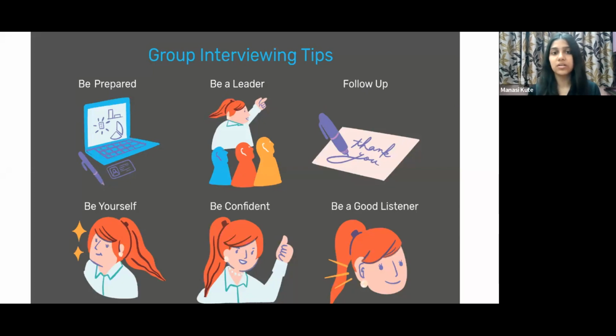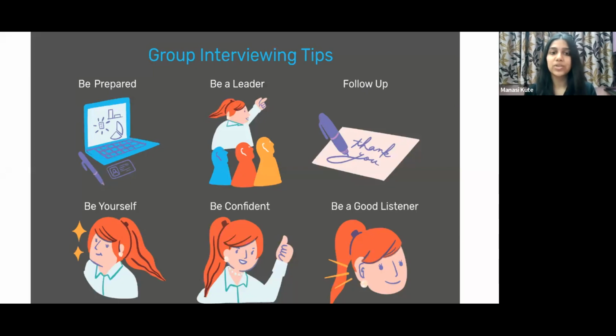Whatever answer you are giving, don't lie at all. In an interview, you have to be yourself and be confident about whatever you say. If you don't know the answer to any question, that's absolutely fine. Be upfront about that also. Say, I'm sorry, sir, I don't know the answer. But do not try to bluff, because that creates a bad impression in the interview.